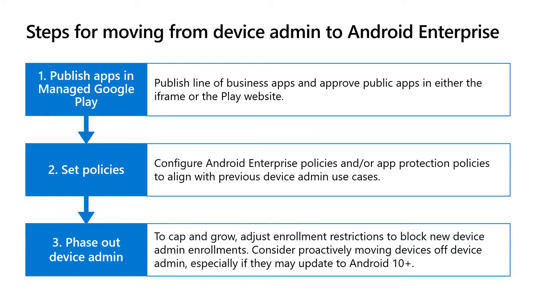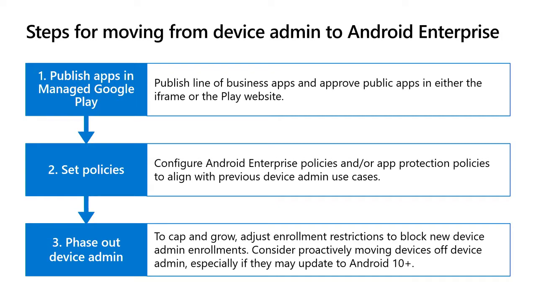The second step is to configure policies that are equivalent to the scenarios you had in device admin. So if you had a PIN, maybe you'll want to set an equivalent PIN, and obviously more granular options as well. And I want to call out as well, the Android Enterprise solutions are designed to work well with our app protection policies also. So we see a lot of use cases where a device is fully managed and has app protection policies, or work profile and app protection policies. So you can keep those app protection policies as well in those cases.